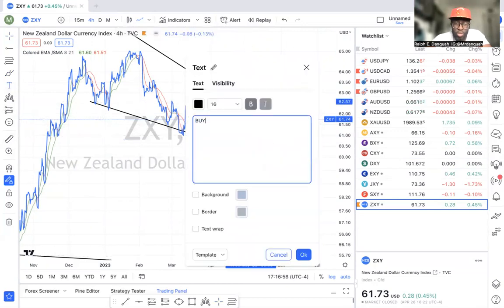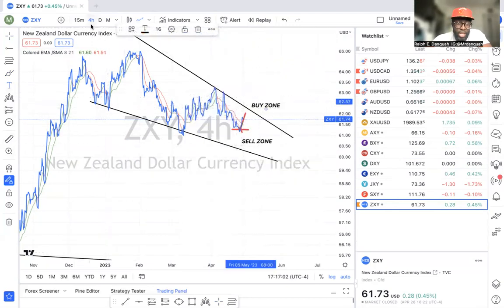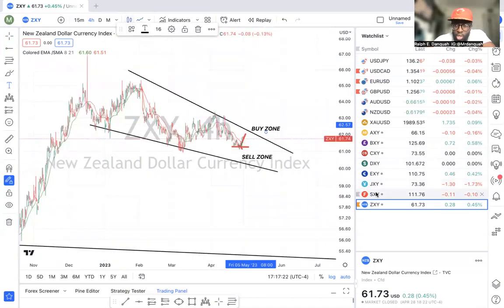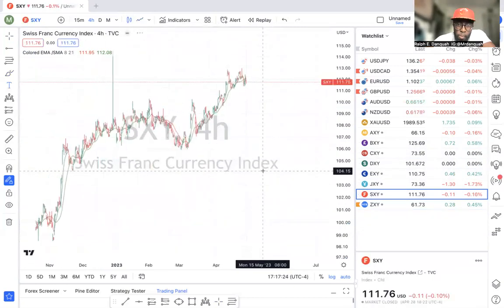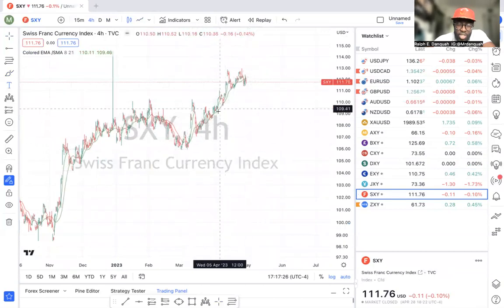So buy zone. Okay, so if it breaks out, that means that NZD USD, right? We're looking for it to go up. If the dollar gets weak and this gets strong, we're looking for it to go up. Okay, this is actually a continuation pattern, right? But I'm not talking about that right now. All right, so let's go to SXY. Right, we can see that it's bullish. Okay, we don't have to look at it too much. It's bullish.